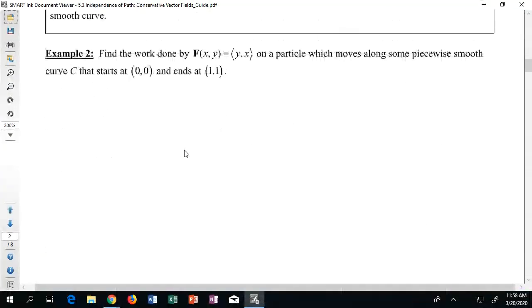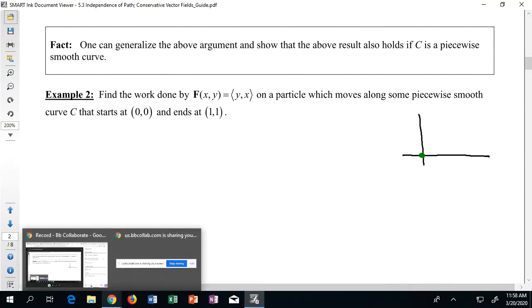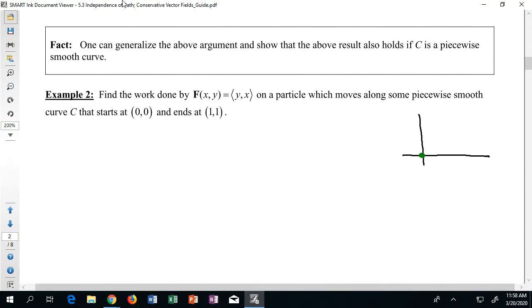So we're going to take a look here at example number 2, and we're going to try to use this fundamental theorem of line integrals to help us. So I want to find the work done by this vector field on a particle which moves along some piecewise smooth curve that starts at 0, 0 and ends at 1, 1.